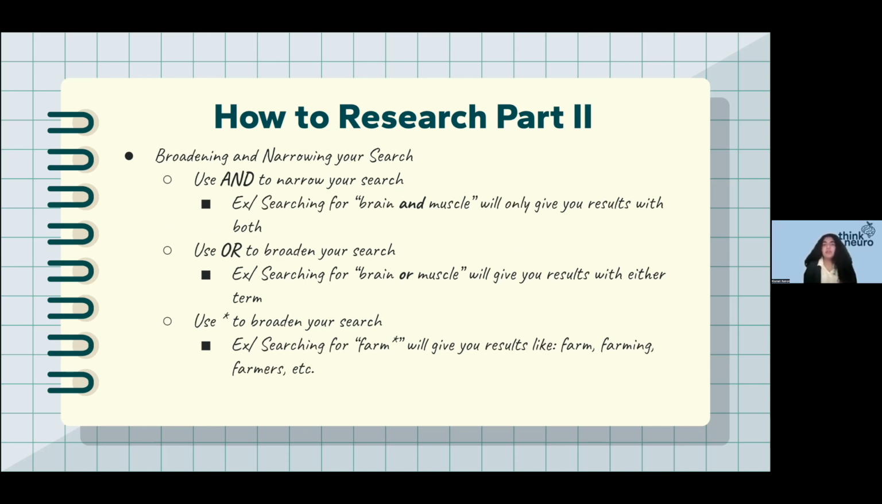How to research part 2. So you can use and, or, or an asterisk to help with your search. You can use and because that will give you results with multiple terms. If you use or, that will give you results with either term that you use. And if you use an asterisk, that can help with your search, because if you're looking for a word such as farm and you have an asterisk in there, you will get results like farm, farming, farmers, and a lot more terms that are related to the original term that you typed in.